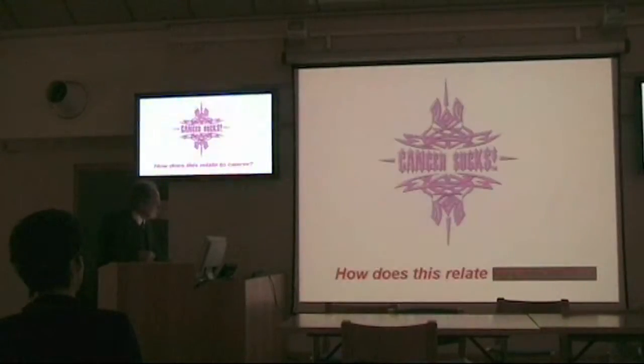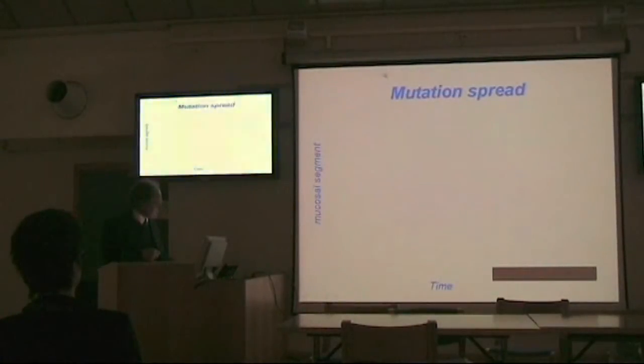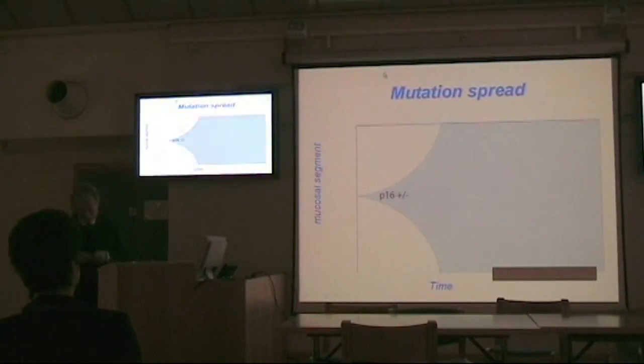So, how does this relate to cancer? How can we relate this to cancer? Well, it's quite interesting to think about this, really, because how do mutations spread? We're thinking again about our mutation spread. Let's take this as Barrett's oesophagus, the P16 cell cycle control gene, which is often mutated.